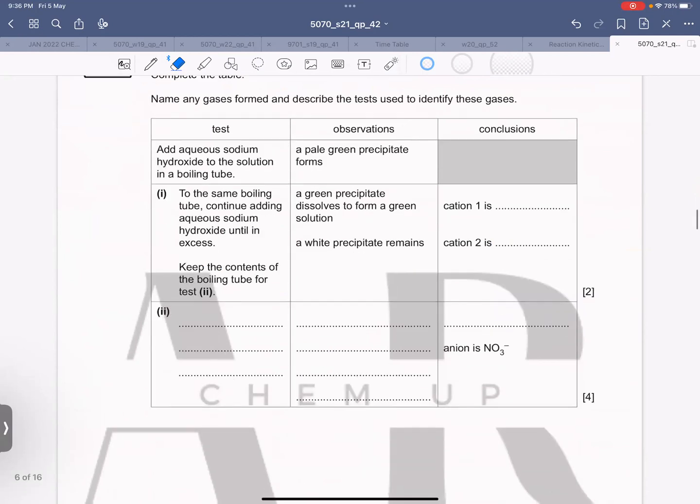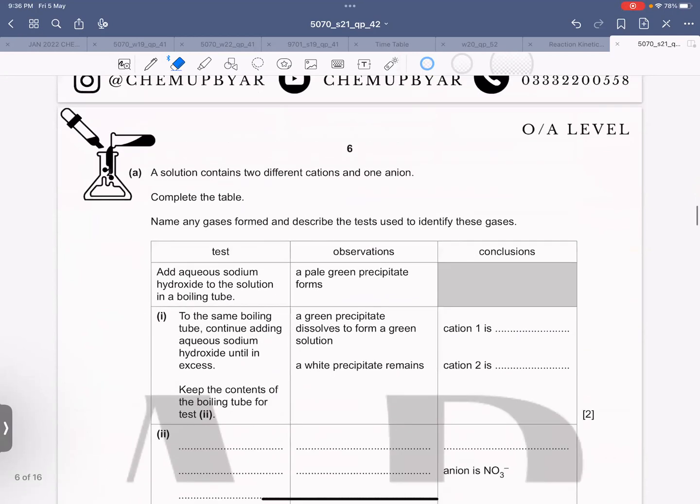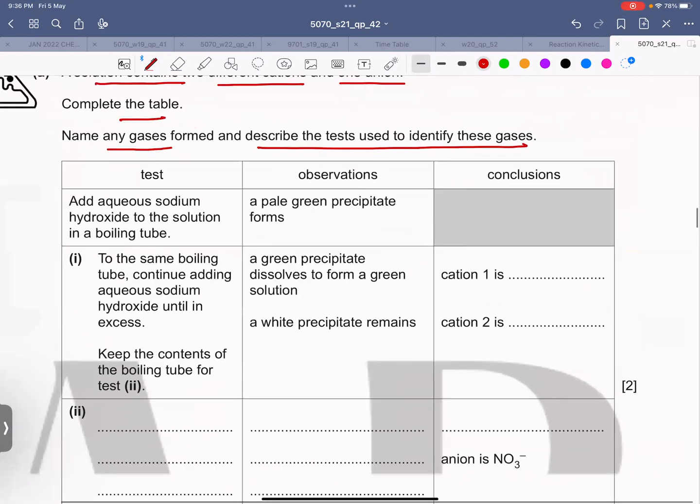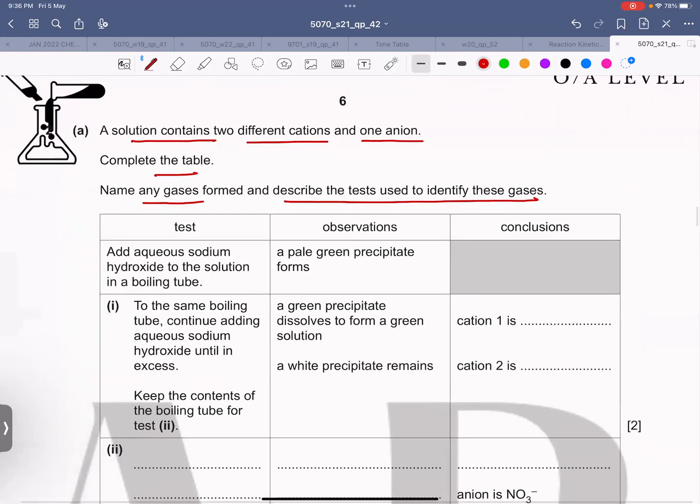Okay, now for this, a solution contains 2 different cations and 1 anion. We will name any gases formed and describe the test used to identify these gases. For this, you are going to be provided with the tables at the end of the paper, so you can take the help from that, while attempting a question like this.